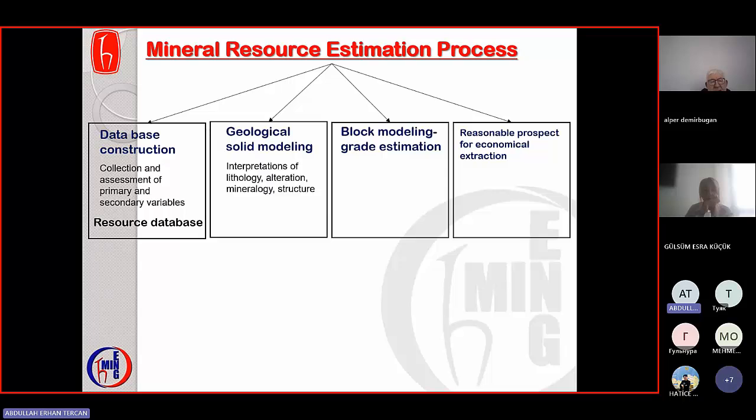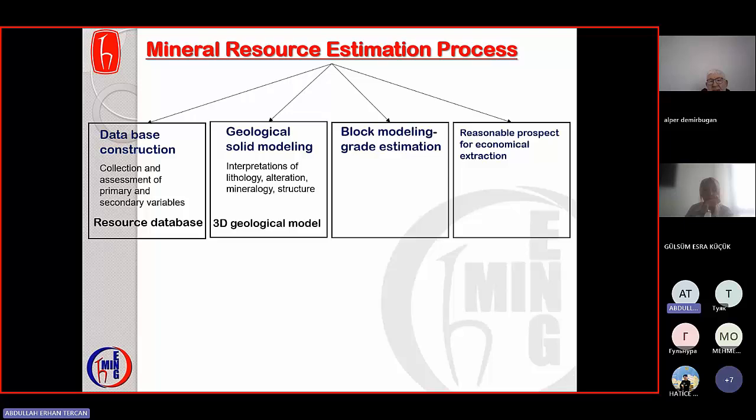In geological modeling, we interpret geological variables such as lithology, alteration, mineralogy, and structure in 3D. At the end of this stage, we produce a 3D geological model. A 3D geological model is a geometrical representation of the mineralization. In this representation, we never know the grade values.